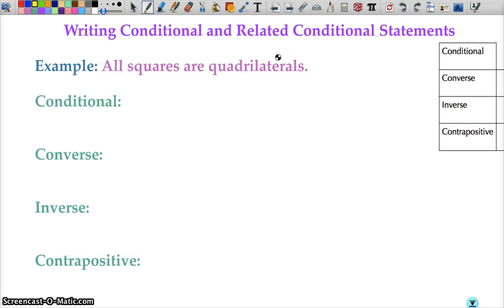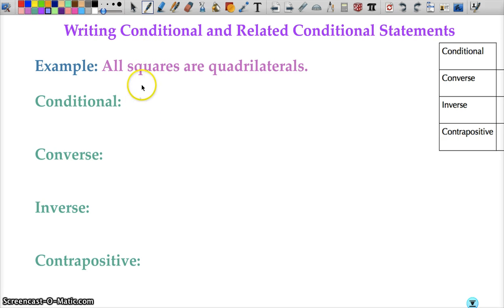Okay, so now we're going to write conditional and related conditional statements. So remember, related means they're based on that conditional statement. So the conditional would mean we just need to take this example of all squares are quadrilaterals and we need to put it into if-then form. So how would we do that? Because we can't say if all squares, then quadrilaterals, right? Like that doesn't quite make any sense. So what we do is add a couple of words just to make sure that we have our verbiage correct.